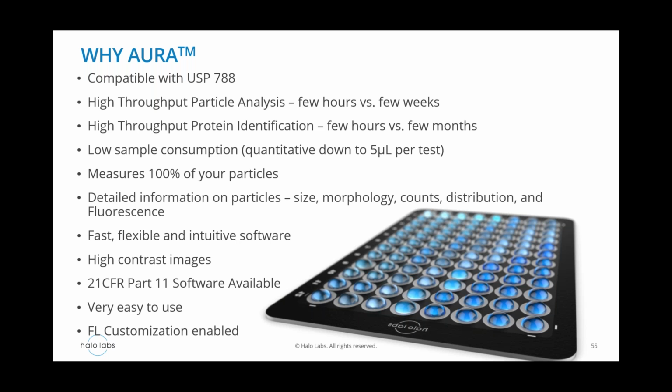So to wrap up, Aura is compatible with USP 788 as of February of this year. It's high throughput, low volume analysis, so you can expedite your workflows to last only a few hours as opposed to a few weeks. If you want identification, it is actually a few hours, because the time is essentially the same to run a fluorescence versus a non-fluorescence approach, versus a few months if you're using a Raman system.